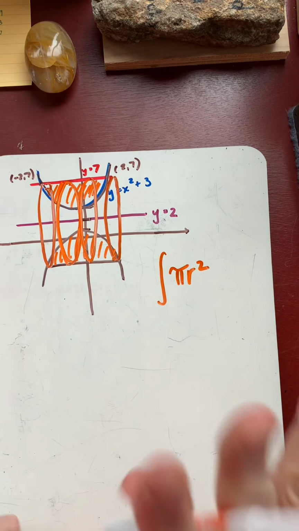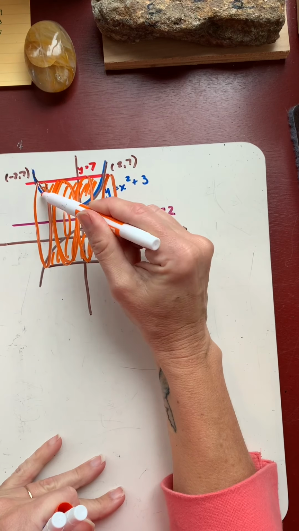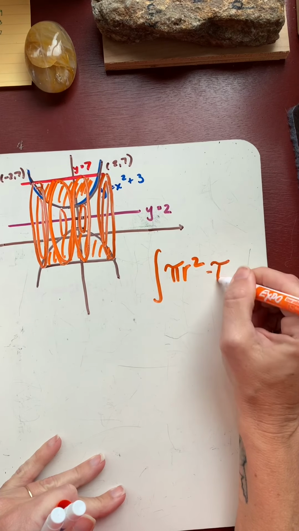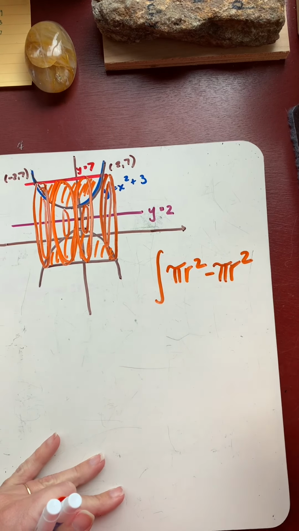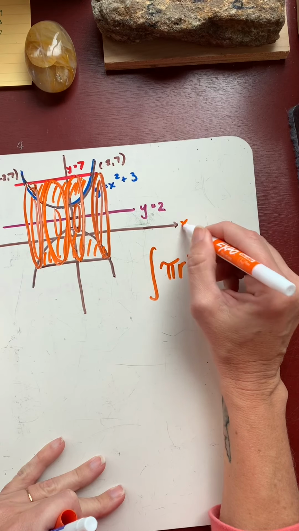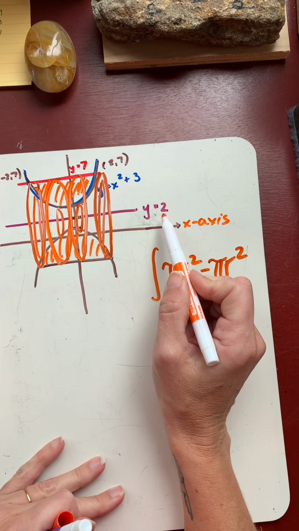So the first reason this is made more difficult is that I have an inner circle. So this is washer method, not disk. I'm going to have a pi r squared minus a pi r squared. That's the first thing. The second thing is, this is not revolved around the x-axis. The x-axis is down here. This is revolved around the line y equals 2.